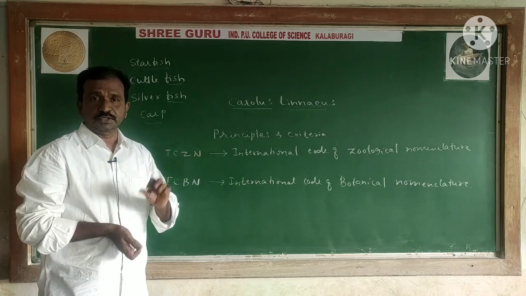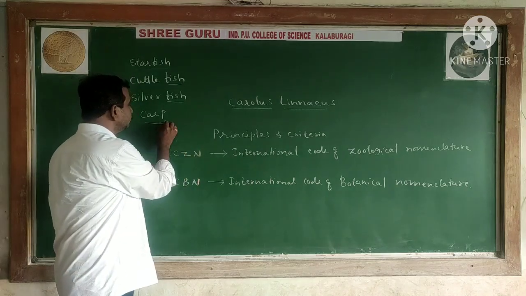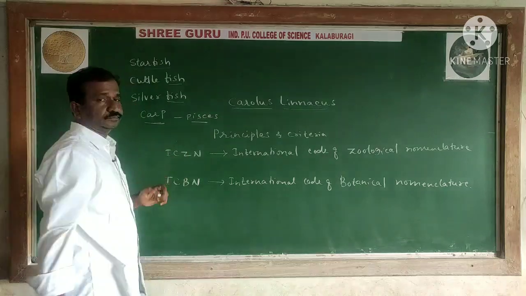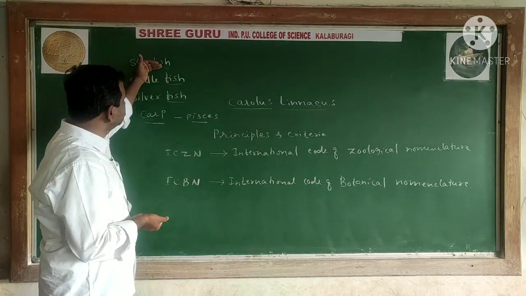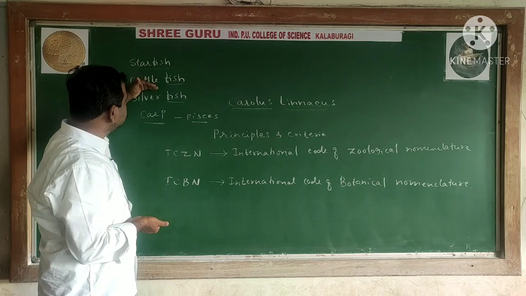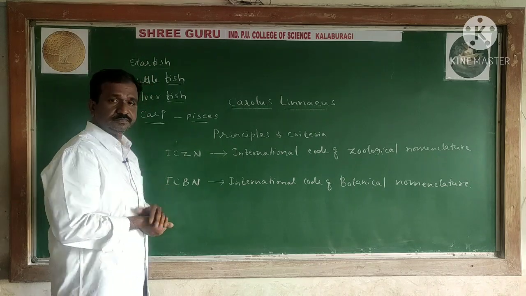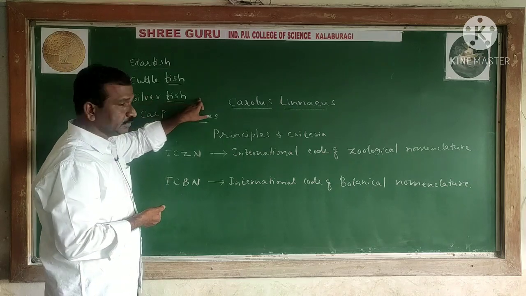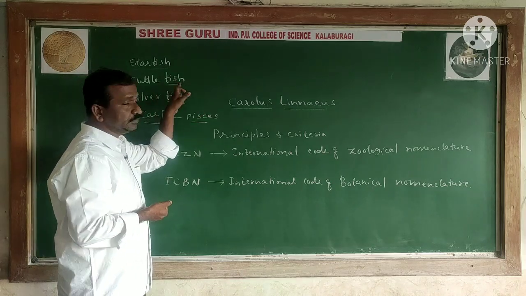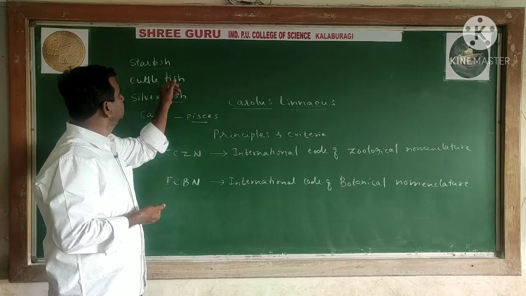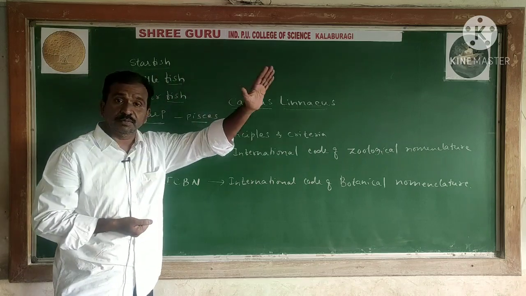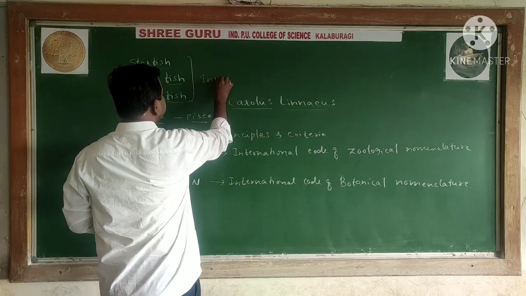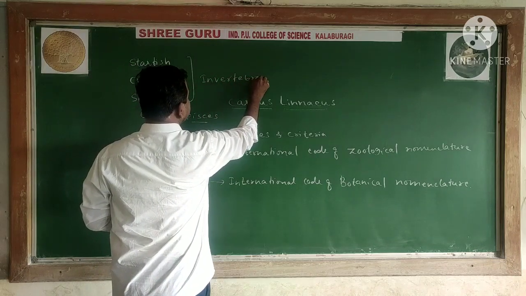No, the true fish is carp, because it comes under Pisces. So then what are these? Starfish is there, cuttlefish is there, silverfish is there. Silverfish comes under Arthropoda, cuttlefish comes under Sepia, Mollusca, starfish comes under Echinodermata. These are normally considered as invertebrates. These are considered as invertebrates.